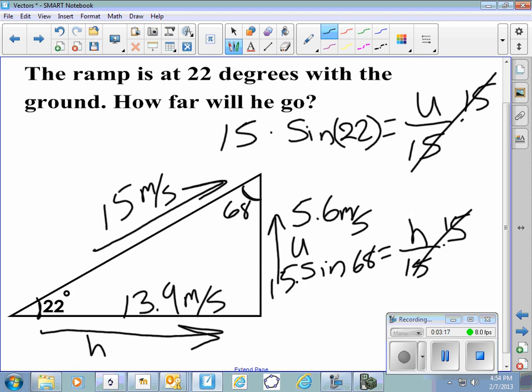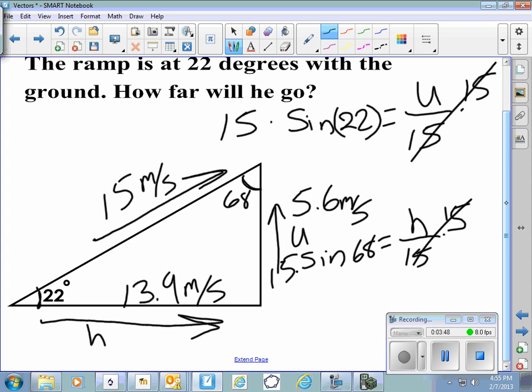Well, that makes sense. 22 degrees is a fairly small angle, so it's going mostly forward, slightly upward. So I've broken his 15 meters per second at 22 degrees into 5.6 meters per second straight up and 13.9 meters per second straight forward. So we're breaking this into vectors. Now we can analyze it because gravity accelerates things down at a rate of 10 meters per second every second.